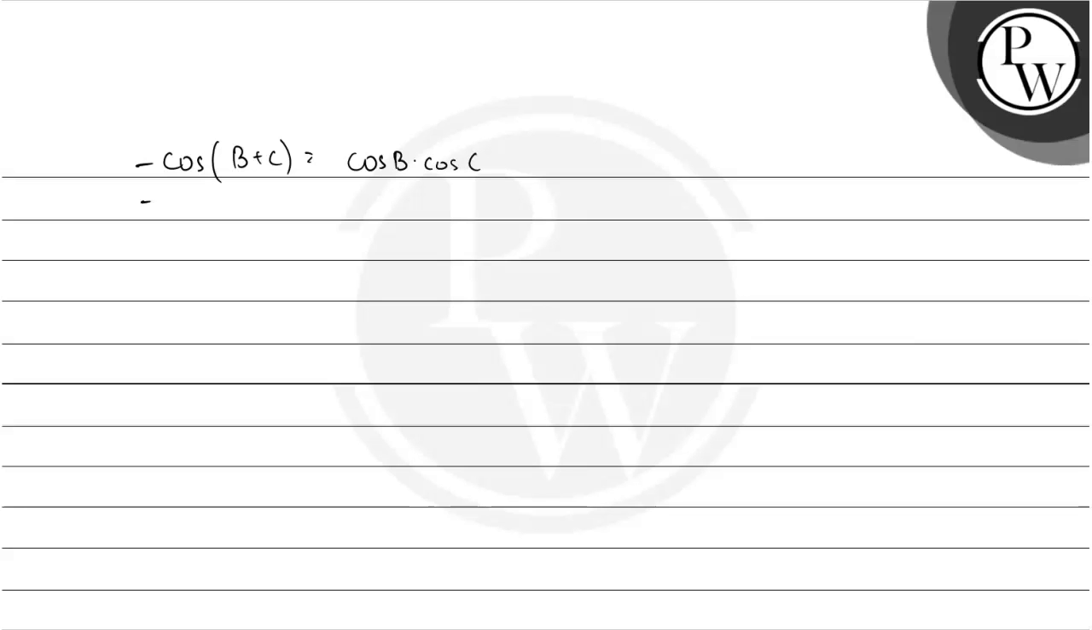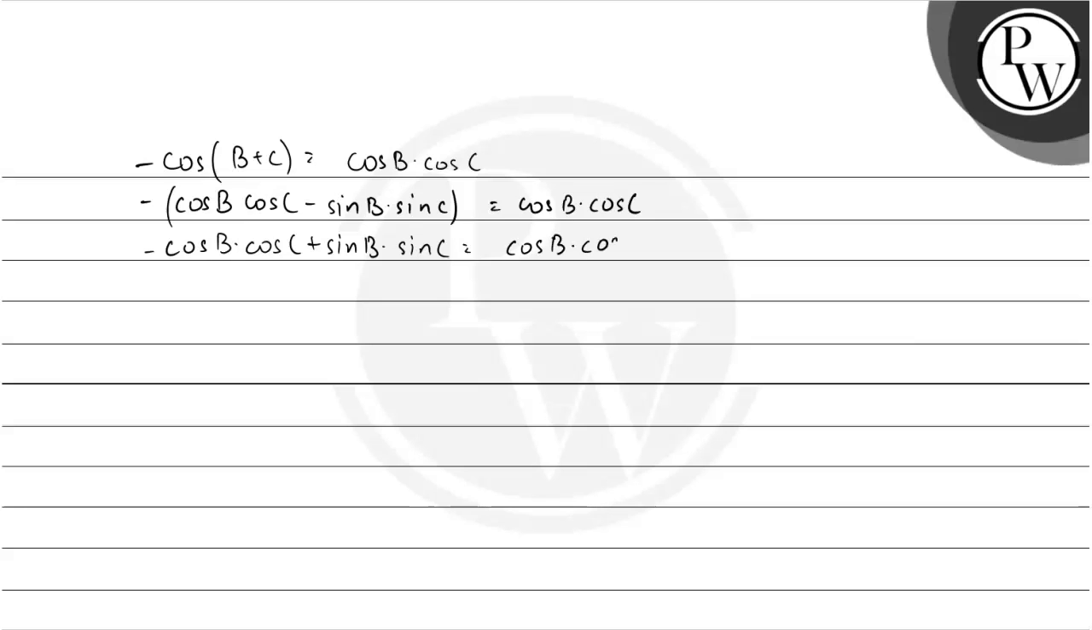So this cos of B plus C, I'll split it using the identity of cos of A plus B, which would make this as cos B times cos C minus sin B times sin C. The RHS would remain the same. And this becomes minus cos B times cos C plus sin B times sin C is equal to twice of, or rather, cos B times cos C, which makes the equation sin B times sin C equal to twice of cos B times cos C.